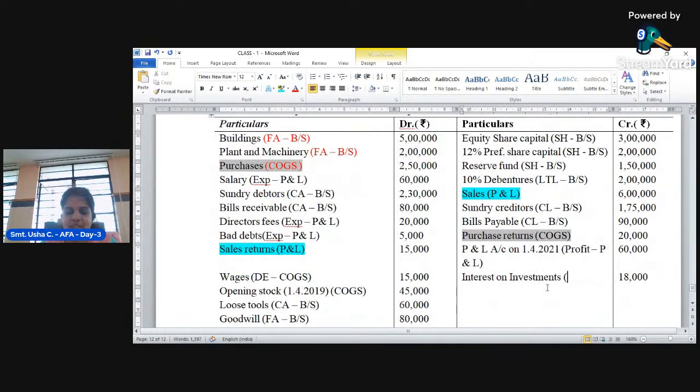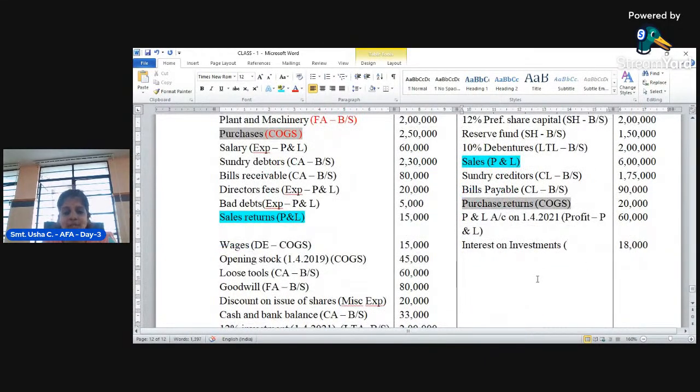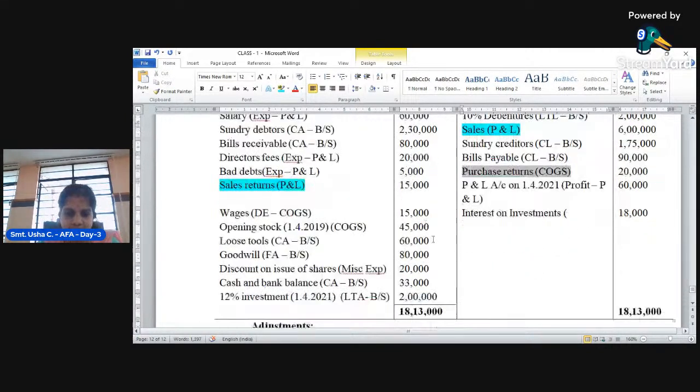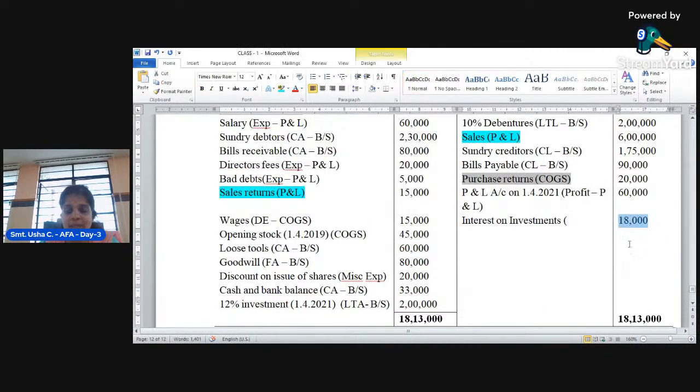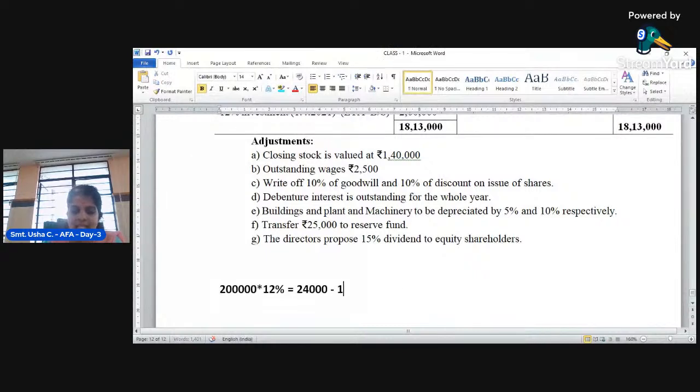Next, interest on investment. So here, 12% interest on 2 lakh is how much? It is 24,000, right? I'll just give you the calculation, but it is not exact; we'll do that later. 2 lakh into 12% is 24,000. But how much interest has the company received? 18,000, right? This 18,000 is the interest the company has earned.